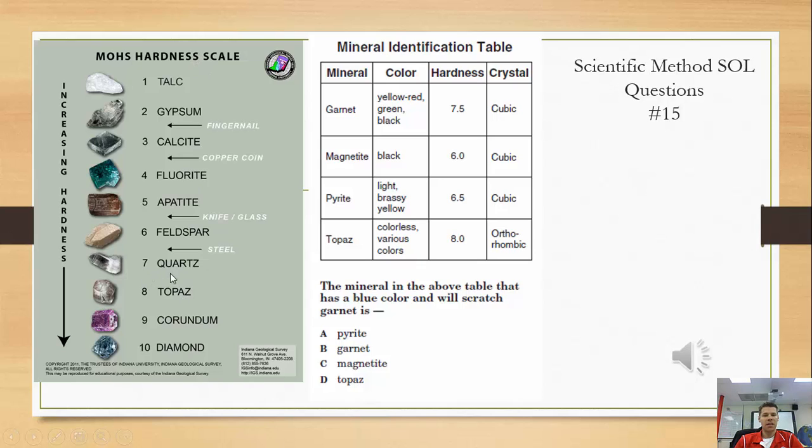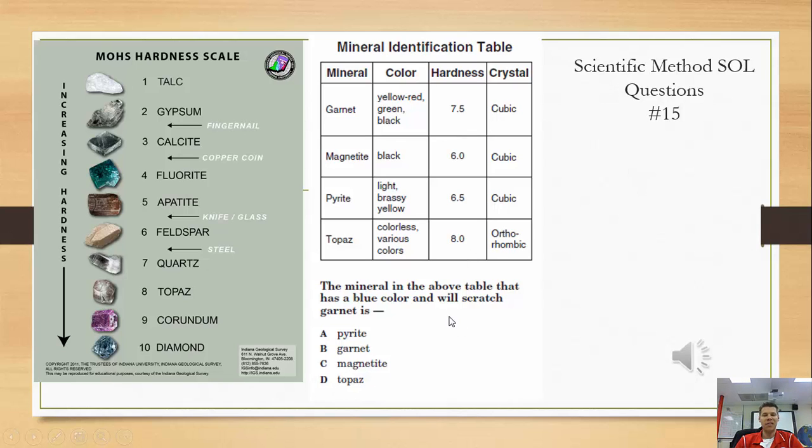So, because garnet is in between quartz and topaz, it's harder than quartz. So it will scratch quartz. But because topaz is an 8, that means it's harder than garnet. Topaz will scratch garnet. And that's also given to you right here. Topaz is an 8. So our answer is D, topaz.